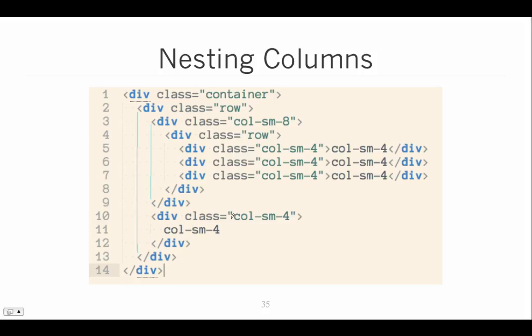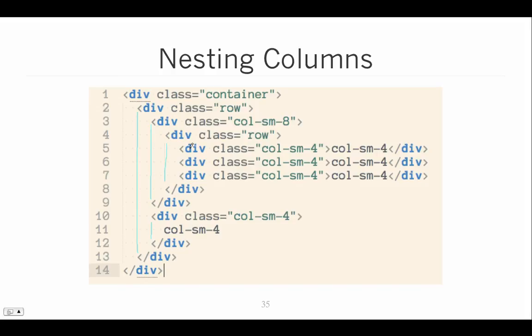Okay. And then next to that we have a column-sm-4. So this guy's only spanning 4 here. So these are side by side. Okay, this one's taking up 1/3 of the screen and this one's taking up 2/3. Now inside of the first column, which is taking up 2/3 of the screen, we've actually created another row here.